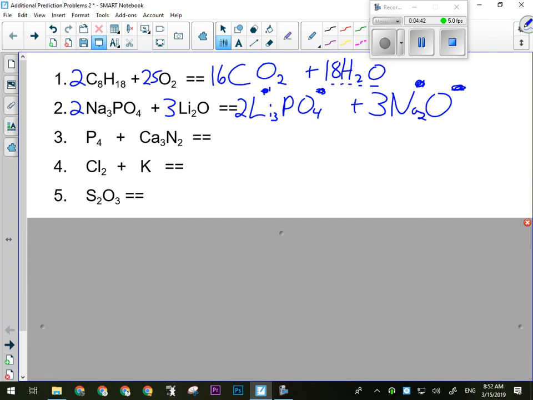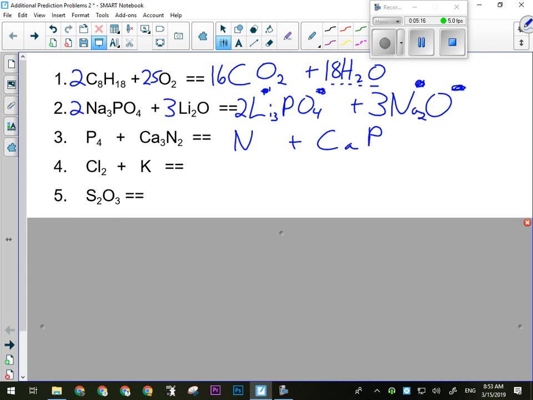Number 3, yeah. Single replacement. All right, in a single replacement reaction, I have to figure out, as my pattern, what the element that's alone is going to switch places with. Since this is a non-metal, it has to switch places with the other non-metal. In this case, it has to switch places with nitrogen. So nitrogen is going to end up alone, and phosphorus is going to end up with calcium on the other side. So I'm going to have nitrogen alone and calcium together with phosphorus.